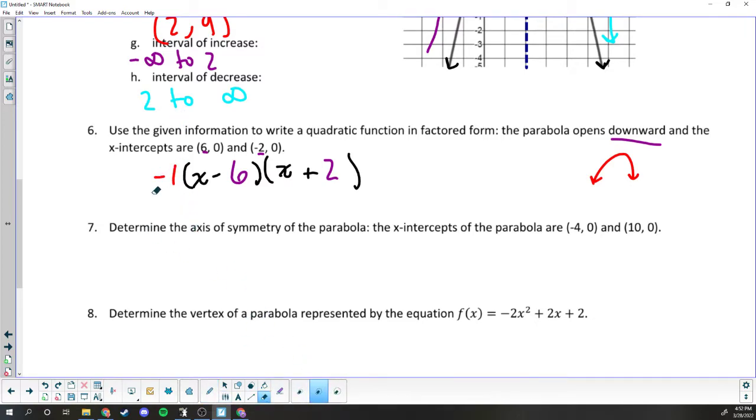You can make it negative, I don't know, 2. Or you could just make it a minus sign. That's also negative 1. But there you go. Boom. So that is your factor form equation.